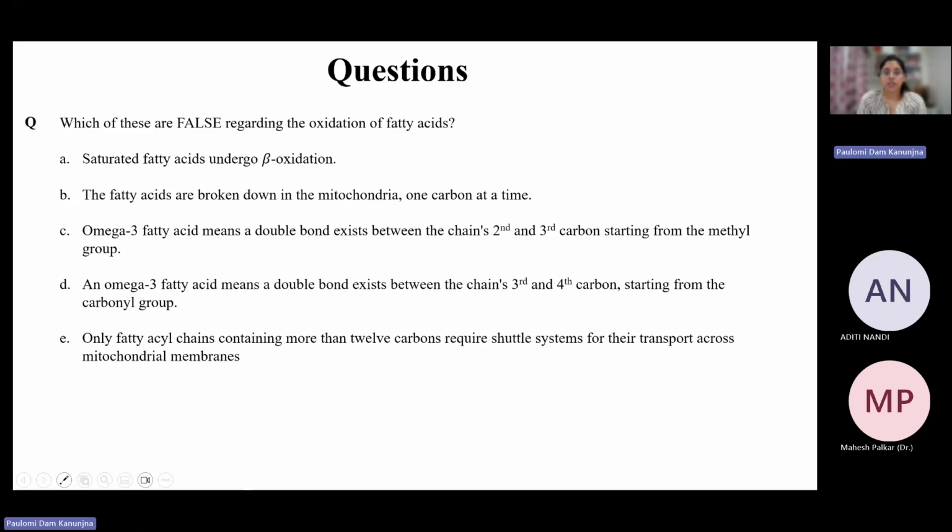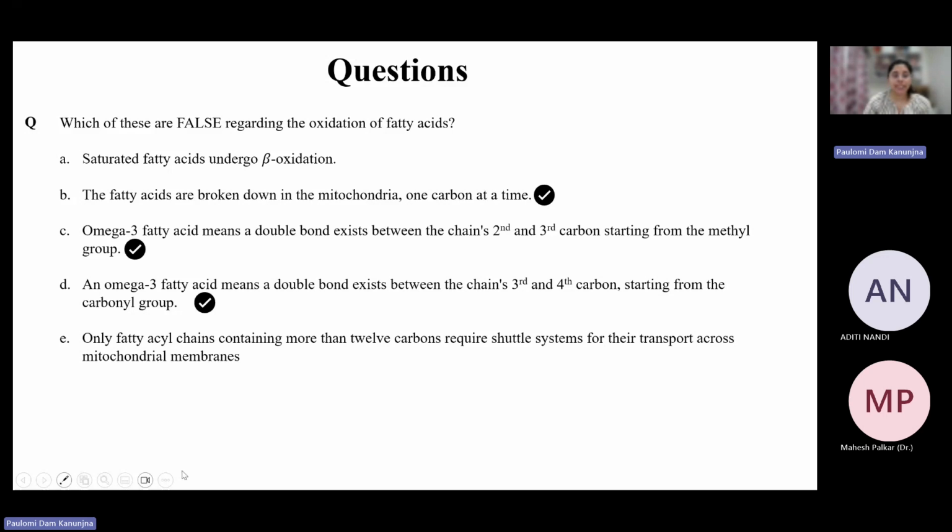So we have already discussed many things about fatty acids. So the question here is, which of these are false? B and D. Okay. I will show the answers and then we can look into it. So we are discussing the false statements. So B and D are correct. We also have C as a false statement, right? Let's first look into this.